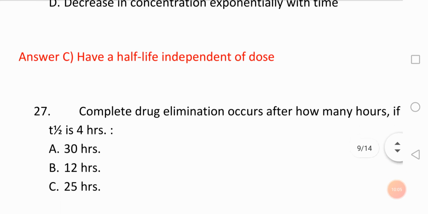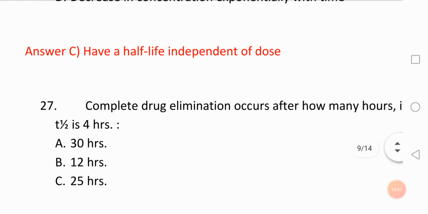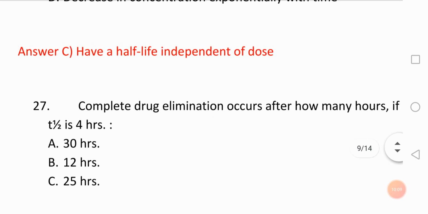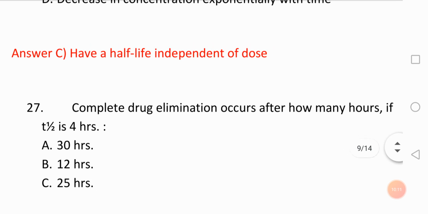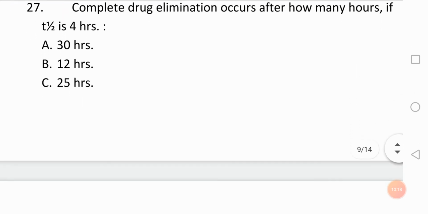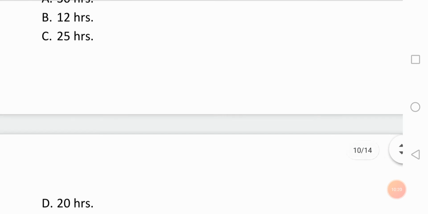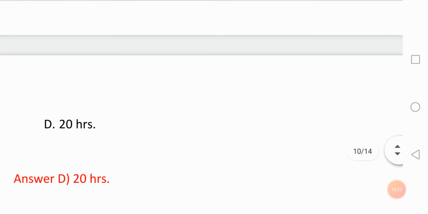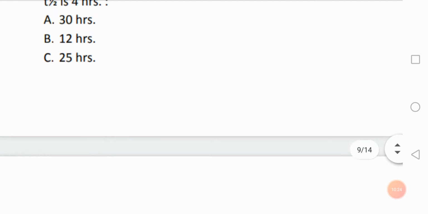And 27th question: complete drug elimination occurs after how many hours if T half is 4 hours? A, 30 hours; B, 12 hours; C, 25 hours; D, 20 hours. The answer is D, 20 hours.